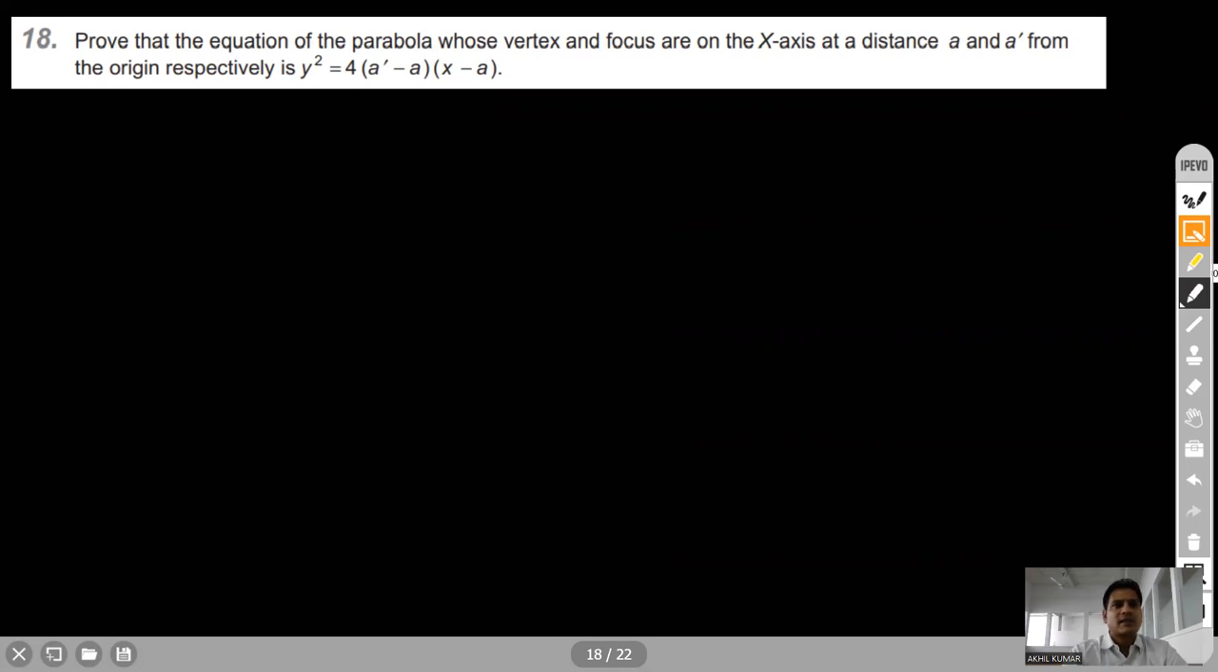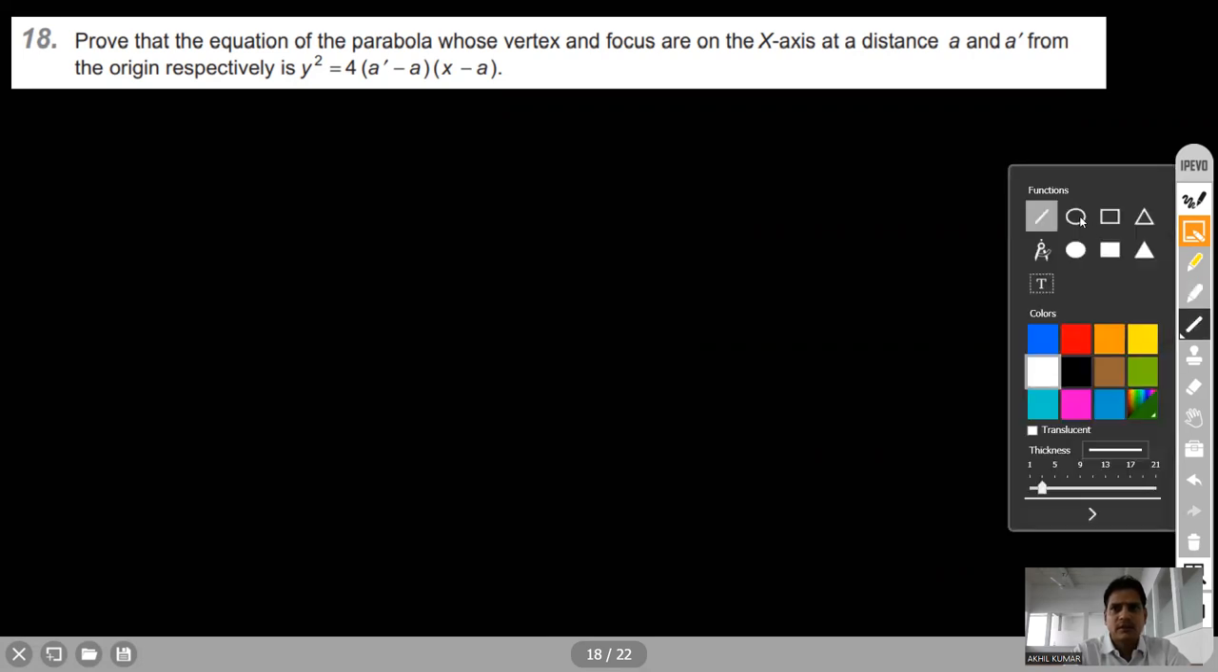What is this question asking? Prove that the equation of parabola whose vertex and focus are on the x-axis at a distance of A and A dash from the origin respectively is this. So let me draw one rough sketch for this.